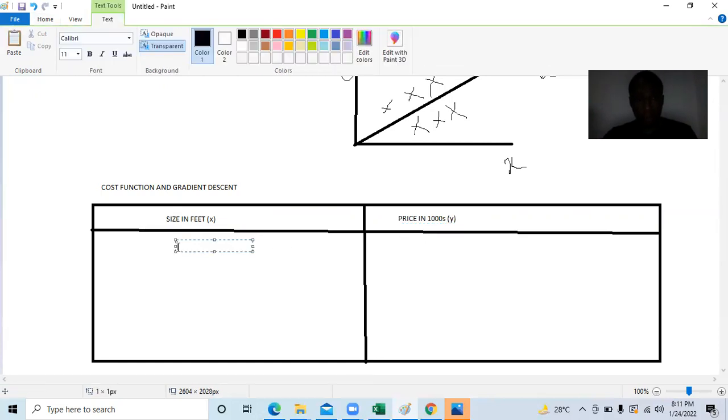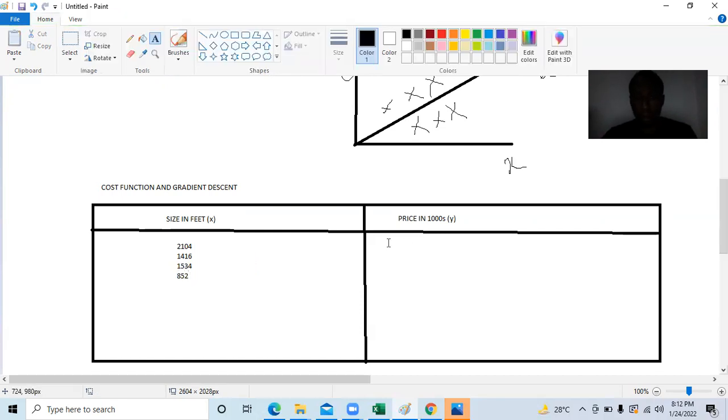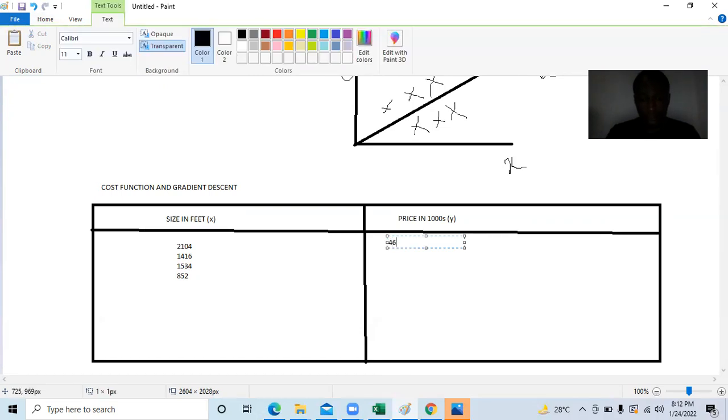So we have 2104, then 1416, then 1534, and 852. On the price column, we have the corresponding prices as 460, 232, 315, and 178.